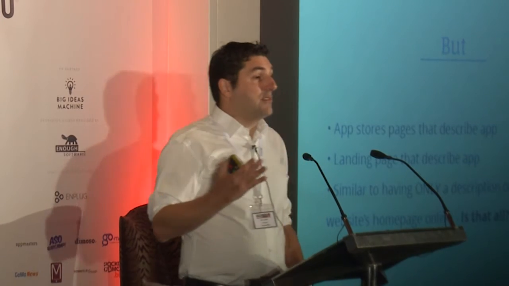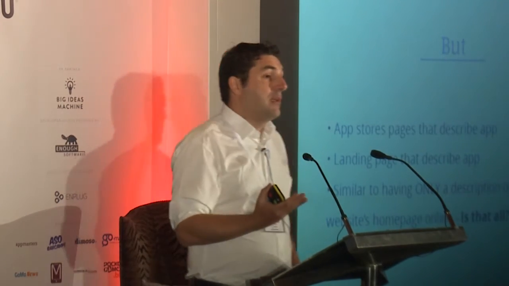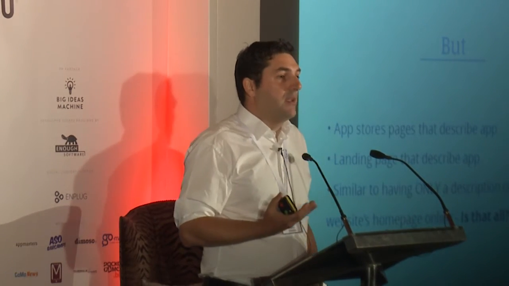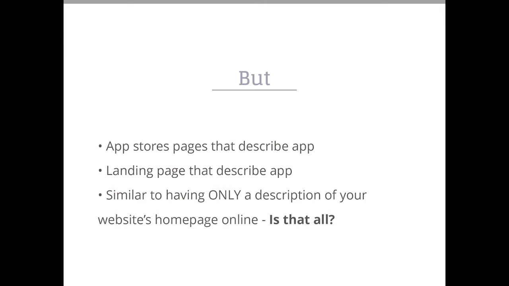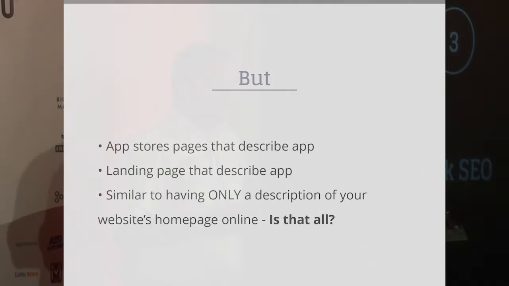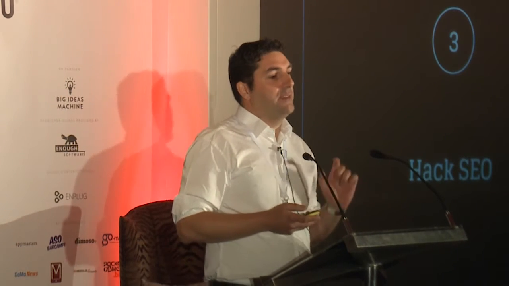But the point is that we only talk about pages that describe your app, either on the App Store or on a landing page. And it's just as if on the web you only had a description of your home page. It's poor. So what we want to do is hack SEO with content, because your app also has many contents.